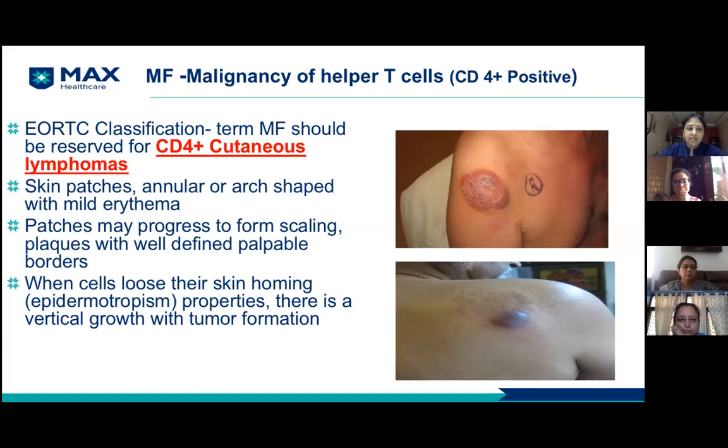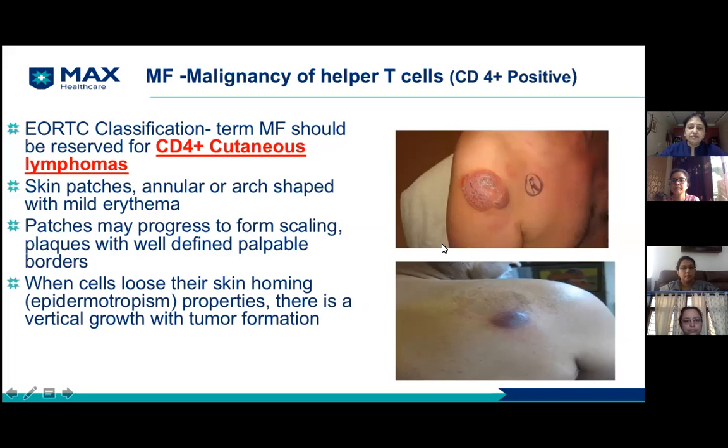Now, the lesions can be either in the form of skin patch, or they can be ring-like lesions or arc-shaped lesions with mild erythema around it. The patches may progress to form scaling plaques with well-defined palpable borders. You can see that this is an arc-shaped lesion. There is some scaling on top of it. It has an erythematous but a well-defined border.